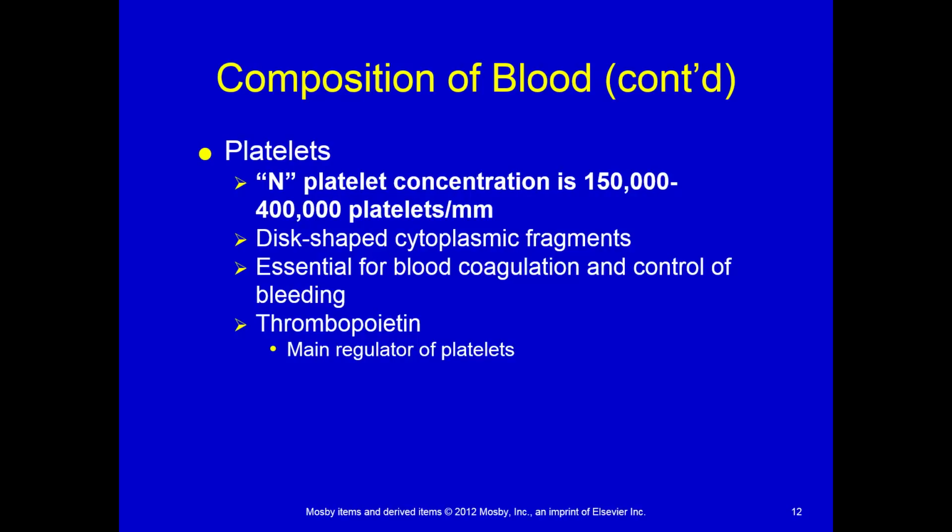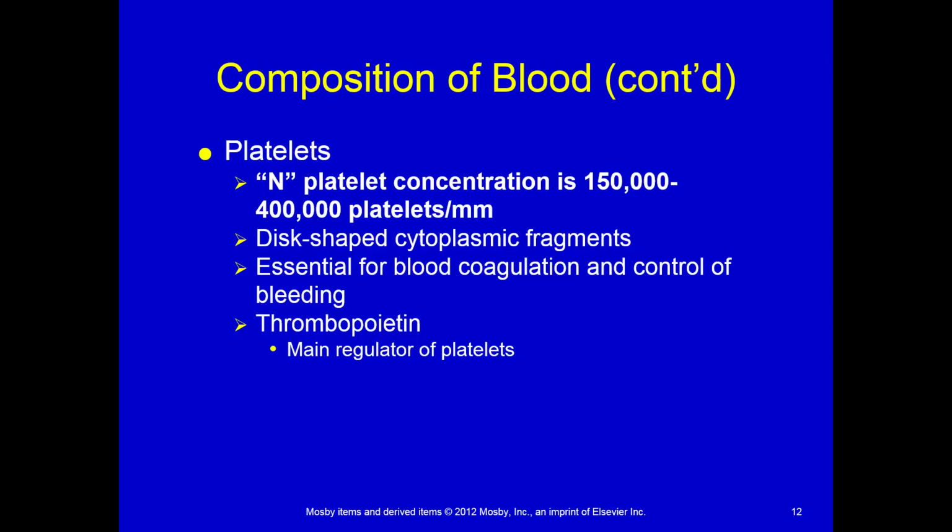Okay, so thrombopoietin is a hormone that is the main regulator of platelet formation, or platelet production. And the way that it does that is by inducing and activating platelet production in the bone marrow. Okay.